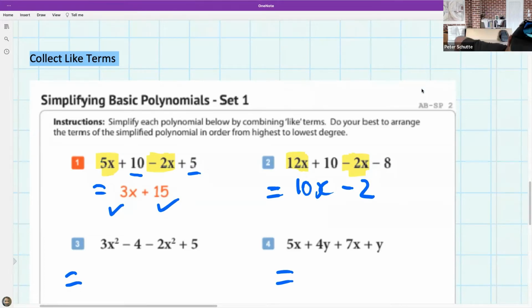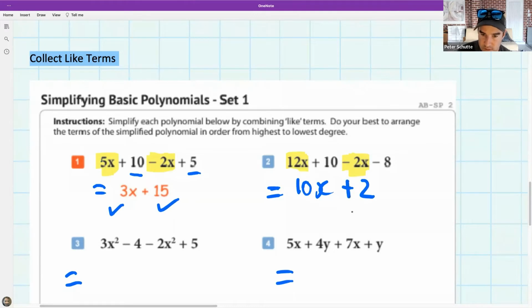Because 12 of something minus 2 of something is 10x, and then 10 minus 8 is going to be, I lie, it's not going to be minus 2, it's going to be plus 2. Look at that. So 10 take away 8 is plus 2, not minus 2. Science over there, science. So just to emphasize that, guys, you've got 10 of something, you lose 8, you definitely still have 2 left over. You've got 12 of something, so 12x, take away 2x, you get 10x.